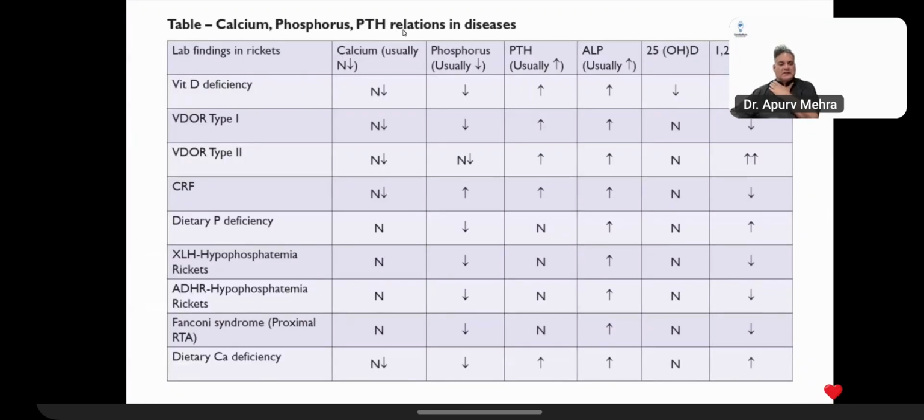This is what I want you to discuss, right? Calcium is usually normal in all the types of rickets, or maybe low, but normal to low. So calcium is not differentiating. Phosphorus is low in all except for renal rickets. In hypophosphatemic rickets, PTH is normal. We had done this question yesterday. ALP is always high.